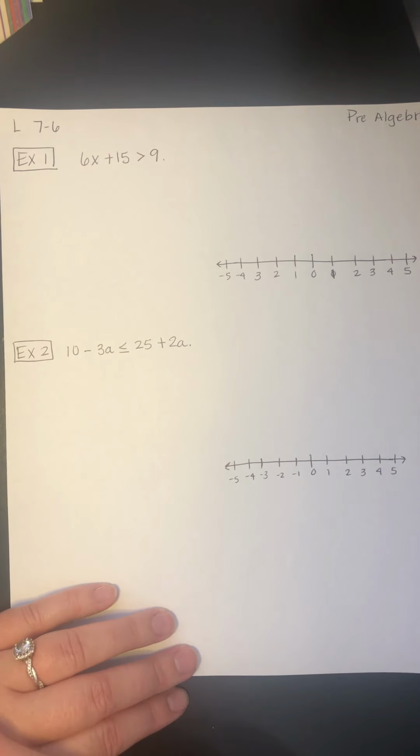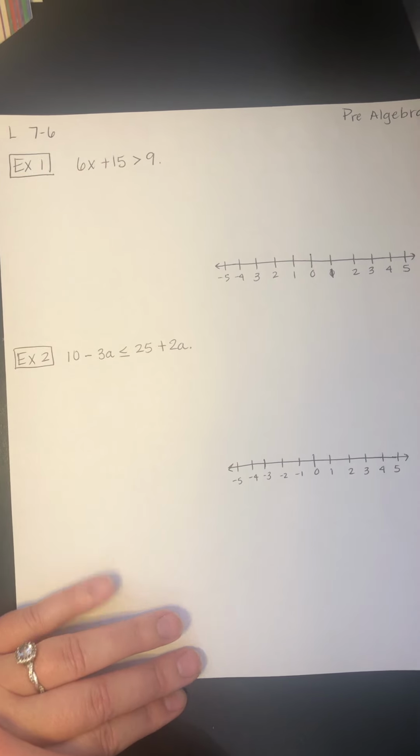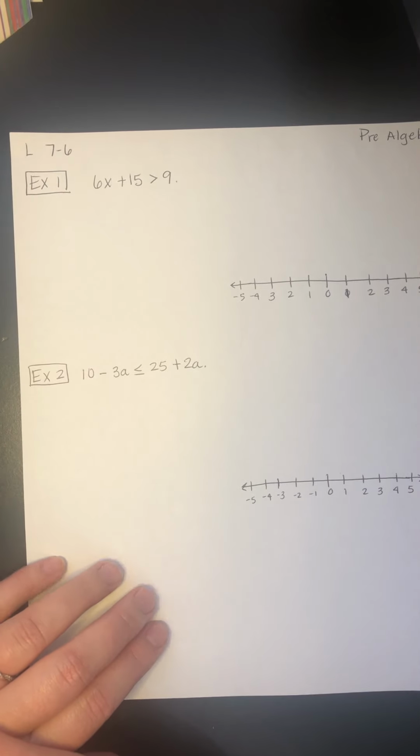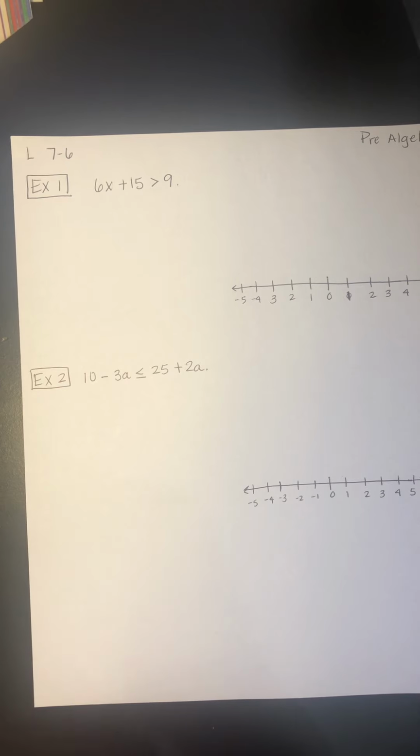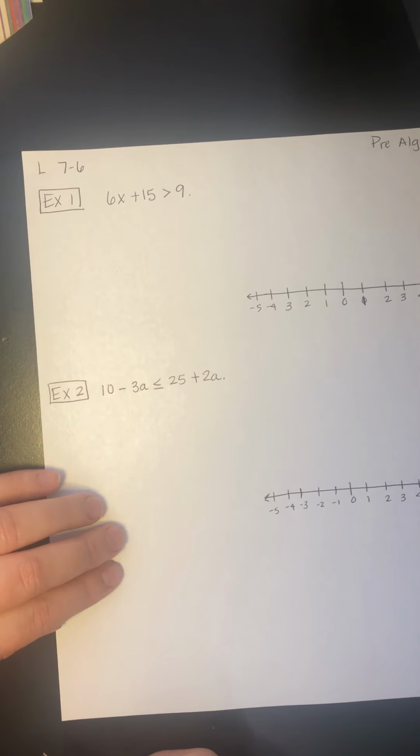Pre-Algebra Lesson 7-6, Solving Multi-Step Inequalities. So we solved inequalities in our last two lessons. We added and subtracted, and we also multiplied and divided. Whenever you're multiplying or dividing by a negative number, you need to switch the direction your inequality is facing. So let's do an example.